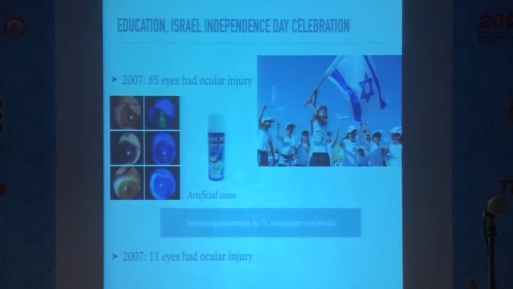Education is very crucial, and this is a very good example, a published article from Israel, where on their Independence Day celebration they use artificial snow, which causes a lot of corneal damage. They reported that in 2007, on that day, they had 87 injuries. Then they created awareness, with a TV advertisement, newspaper and media before the next one, and injuries were nearly eliminated the very next year. So this shows that if we use media to create awareness, it can really have an impact.